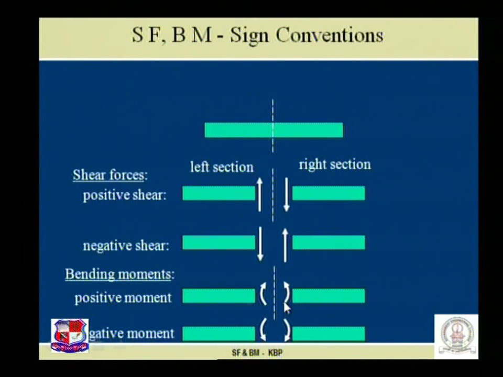Now for bending moment, section left clockwise or section right anti-clockwise is called sagging in nature. It is treated as positive bending moment. Vice versa, section left anti-clockwise or section right clockwise is called hogging bending moment, treated as negative moment. These are the basic sign conventions which I am using throughout my series of SF and BM diagrams.